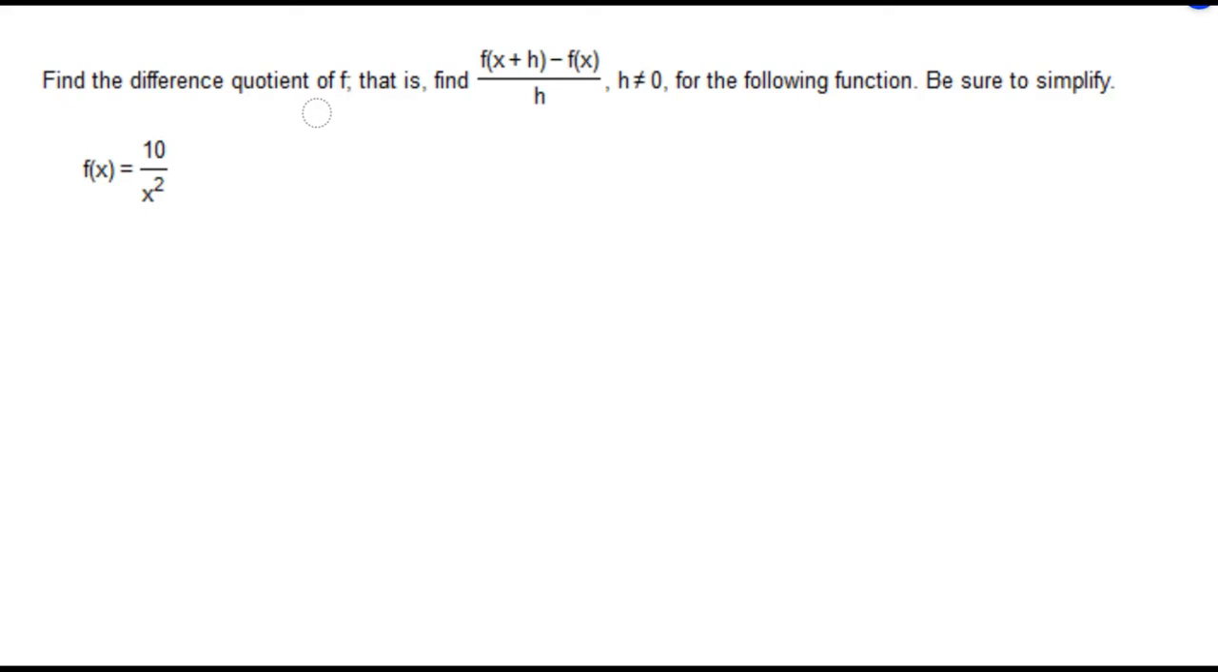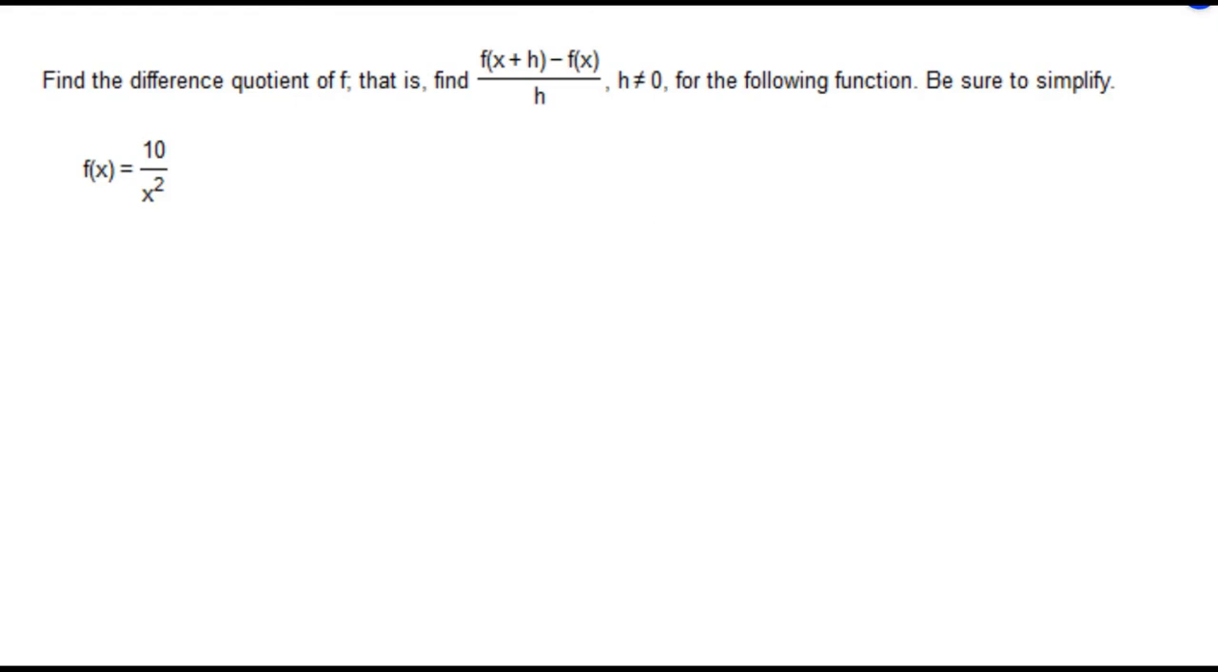Find the difference quotient of f. That is, find f of x plus h minus f of x over h for h not equal to 0 for the following function. Be sure to simplify. Our function is f of x equals 10 over x squared.